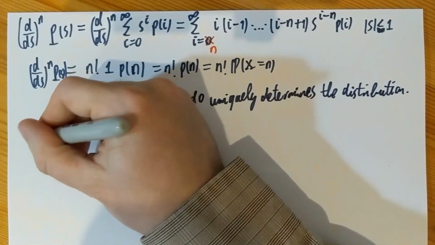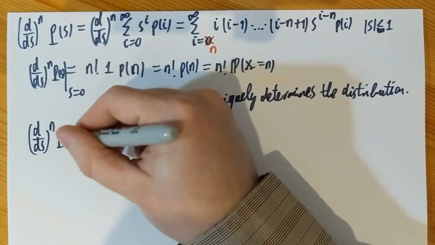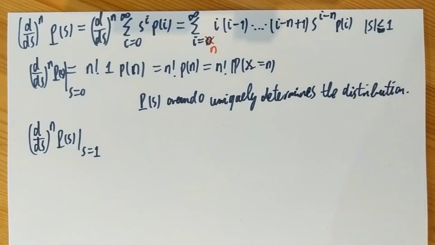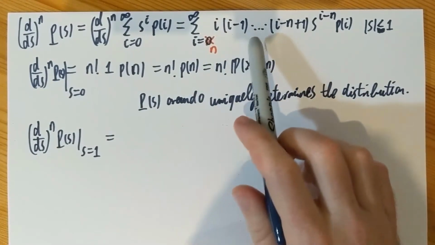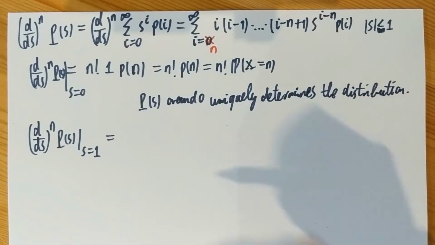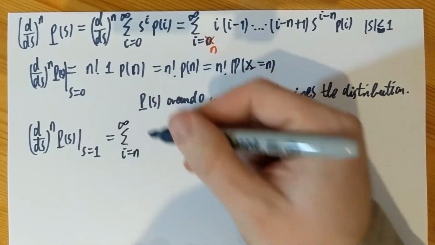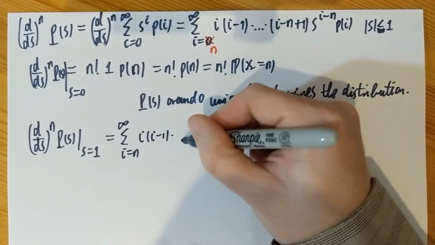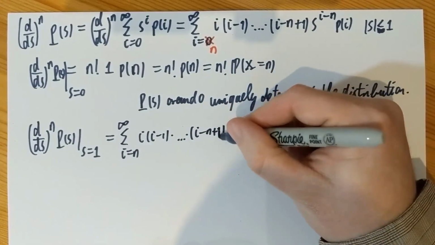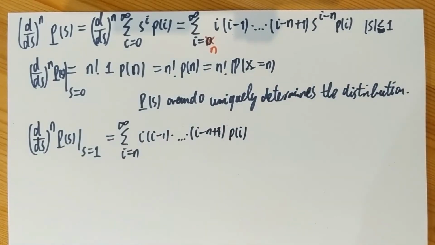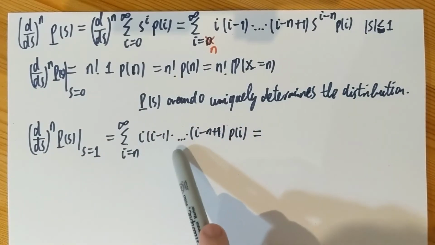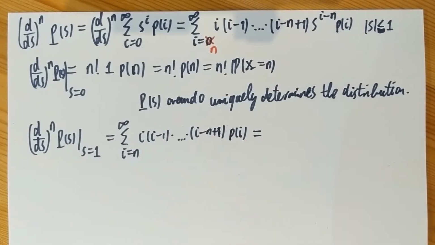The other thing I want to emphasize here is that if I now take the nth derivative at s equals 1, then s equals 1 just gives me no contribution here, so I end up with the sum from n to infinity of i times i minus 1 through i minus n plus 1, times p_i. Okay, and now I need to be a little bit careful. Nothing is negative because i goes from n up, so this sum will always make sense. It might be infinite.